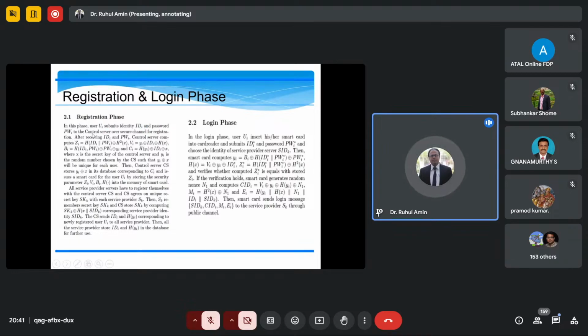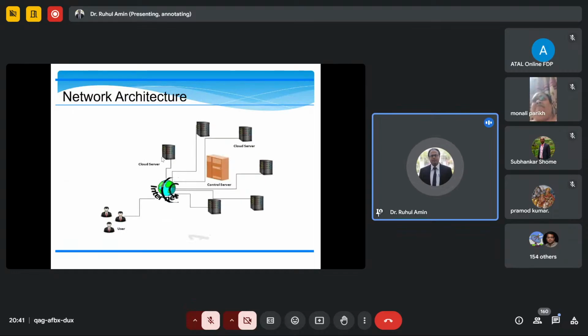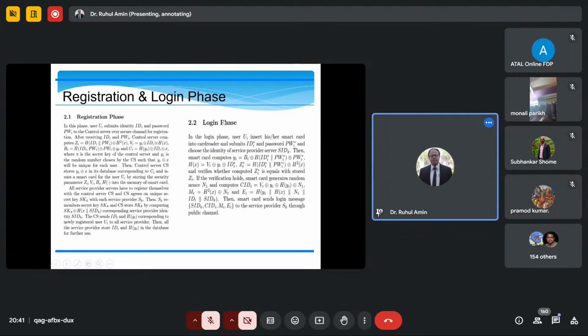It is submitting to the control server, and after submitting, it is computing some security parameters like ZI, VI, BI, and CI. Okay, I'm not going into details of how they have designed them. I'm telling you to consider that these are the security parameters they have designed to make the system secure for this particular network, right?